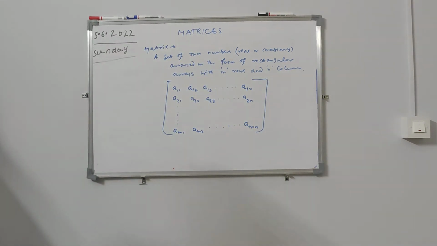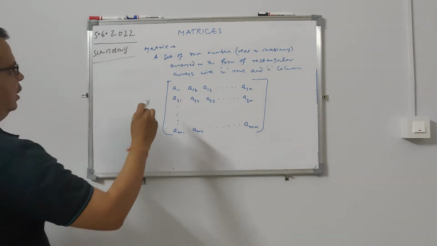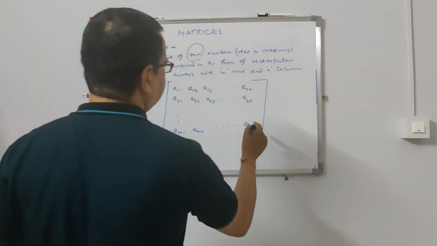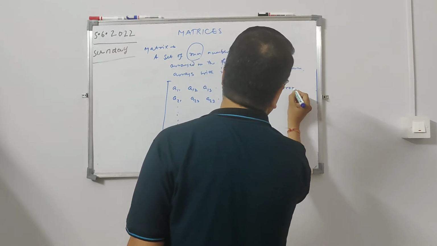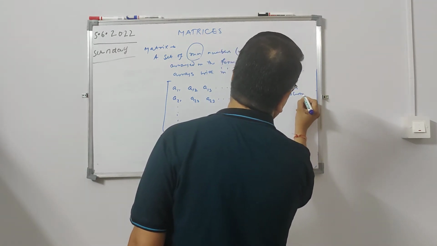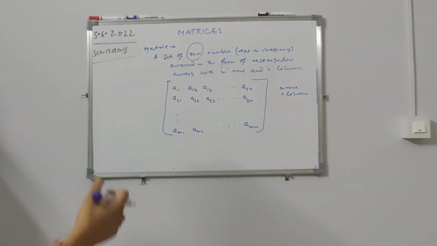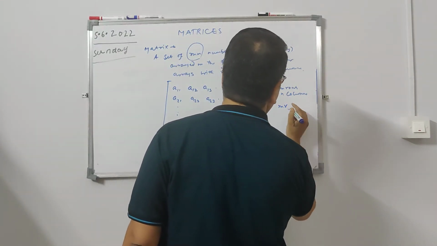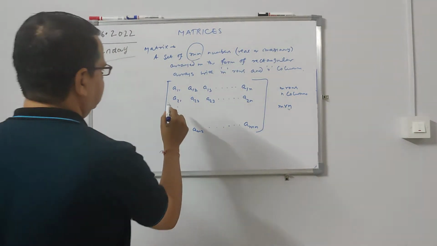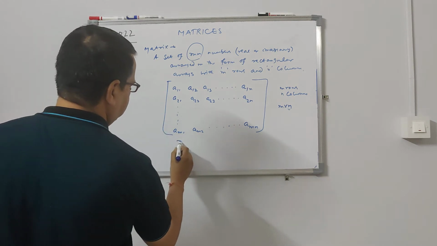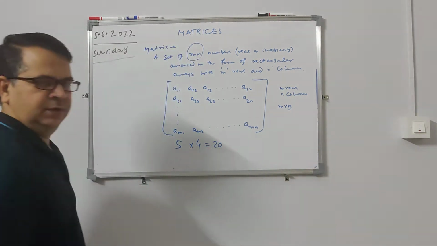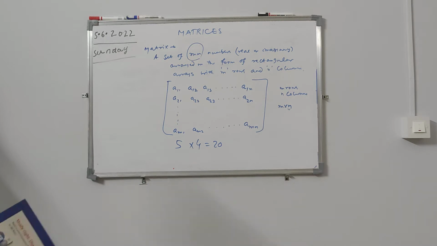So what have we said? It is a set of mn numbers. Why is it mn? Because m rows, n columns. So the number of numbers in this matrix will be m into n. For example, let me say my number of rows is 5 and I have 4 columns, so we will have 20 numbers in the matrix. So that's the definition of a matrix.